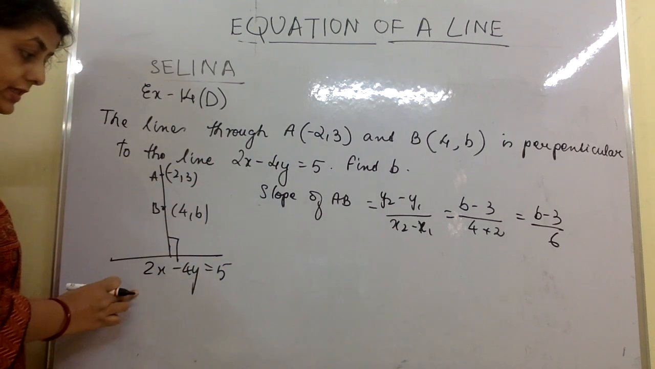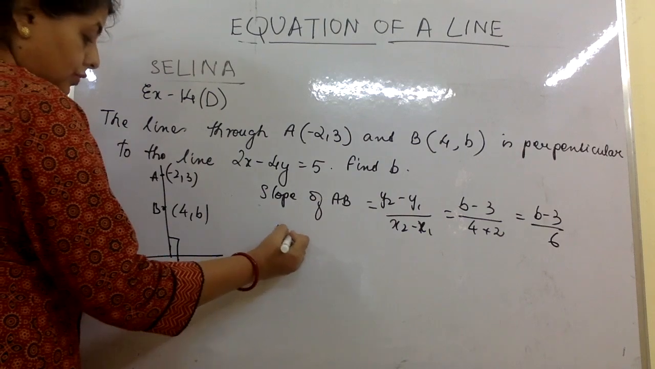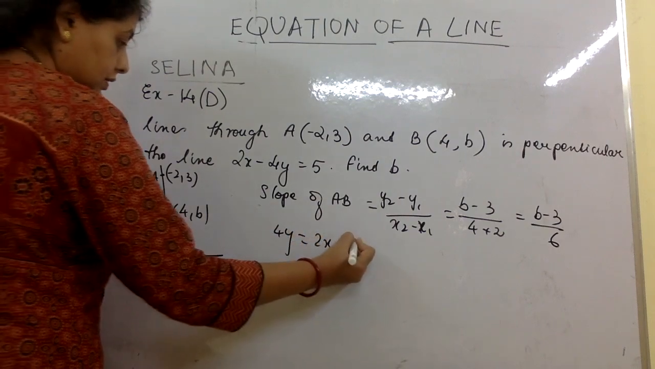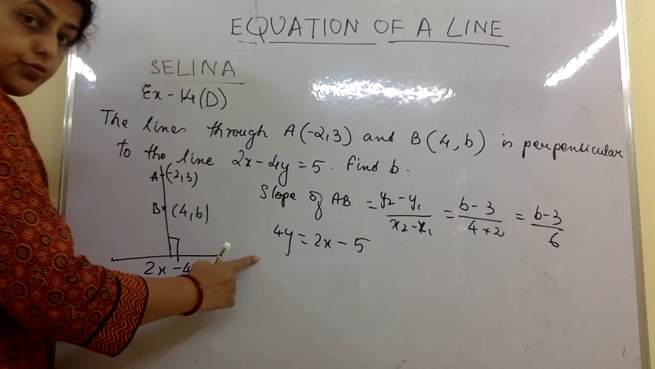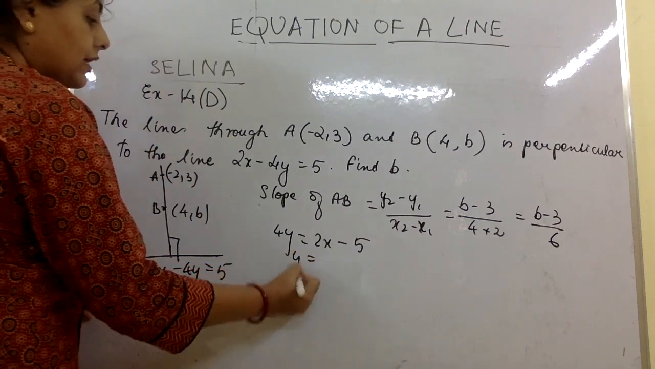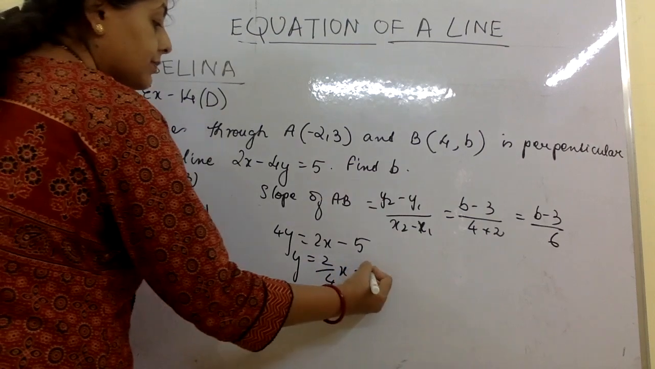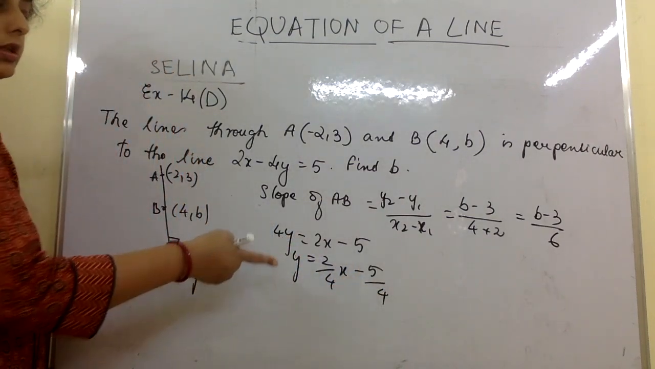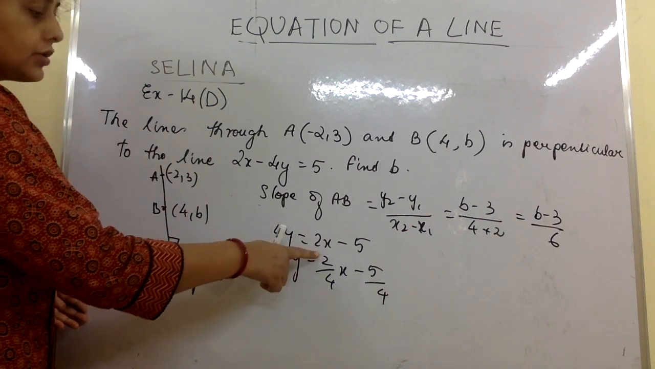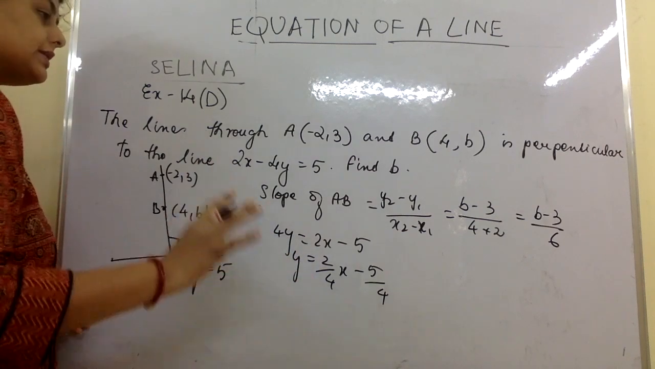And the slope of this line is how much? So 4y is equal to 2x minus 5. I am trying to find the slope of this line, so I wrote it in the form y is equal to mx plus c. y is 2 by 4x minus 5 by 4. So this is how much? This is half. So 2 by 4 is a half.